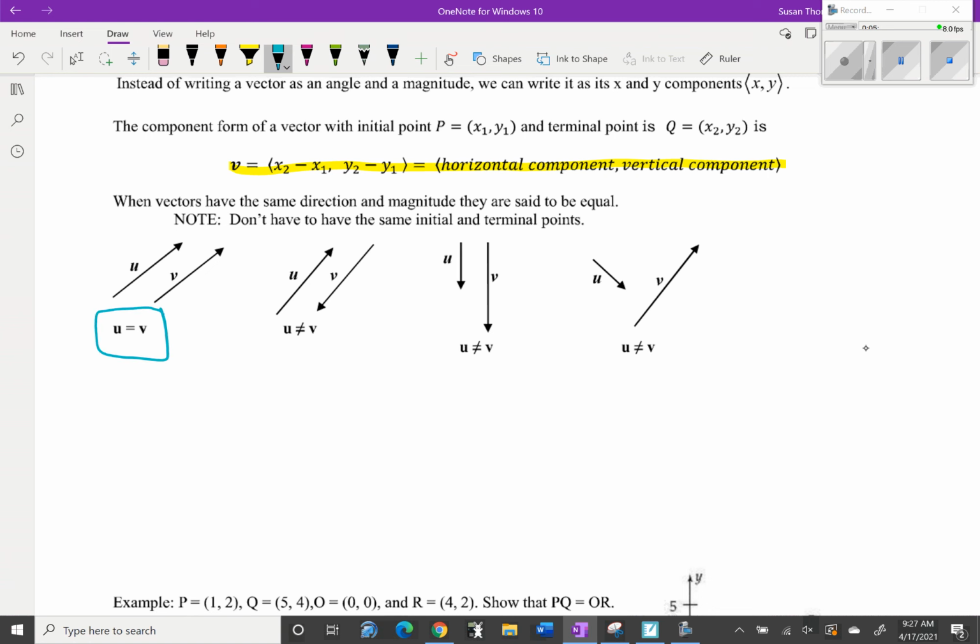Looking at the next pair, we notice that the directions are different, so that's why these are not equal, because they have to have the same direction and the same magnitude. Looking at the next pair, we can see they have the same direction, but the magnitude is not the same, so the length is different. And the last pair that we have, we can see that both the direction and the magnitude are not the same, therefore they are not equal.